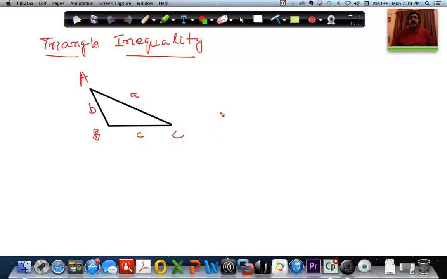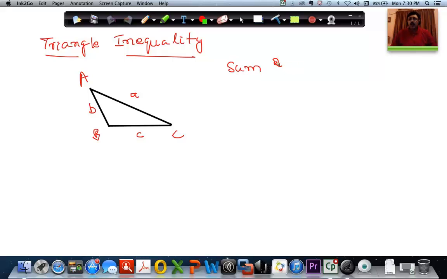Now, let me first define the rule, and then we'll discuss the concept and do a few problems based on that. Okay. Now, what does the triangle inequality rule say? There are two rules here. One I define as the sum rule and the other is called the difference rule.